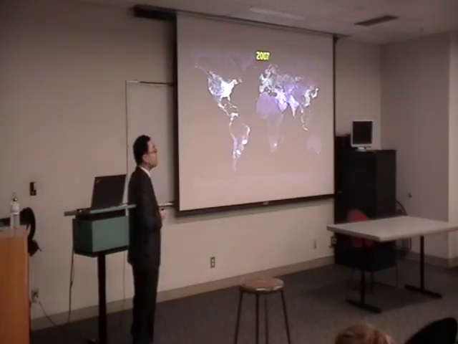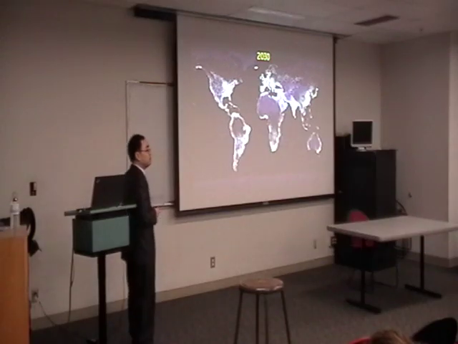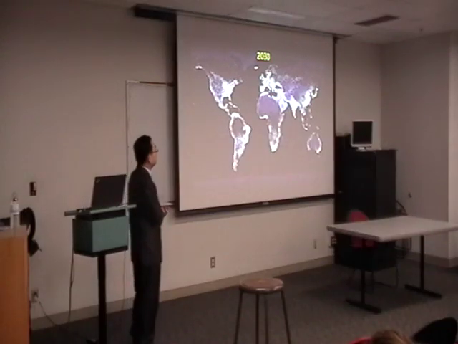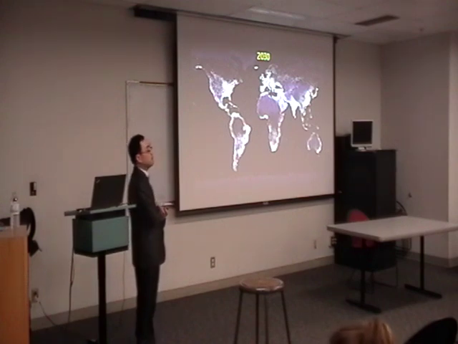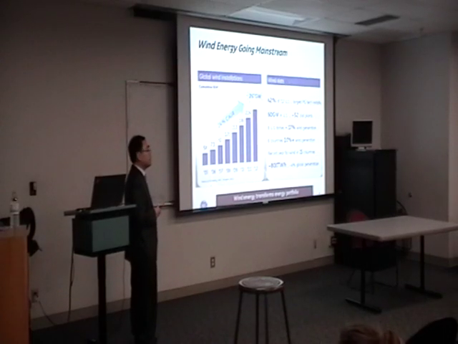Okay, this is 2007. You can see almost a black Africa, and bright lights here in India and China. You can see a very bright picture here in 2030. So energy demand is huge in the future. Wind energy has played a significant role in providing the future energy.